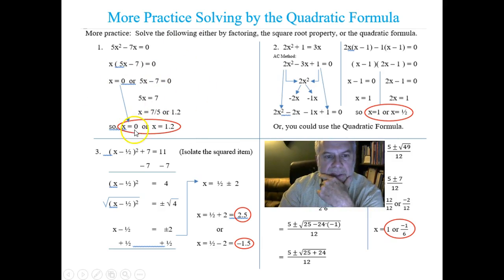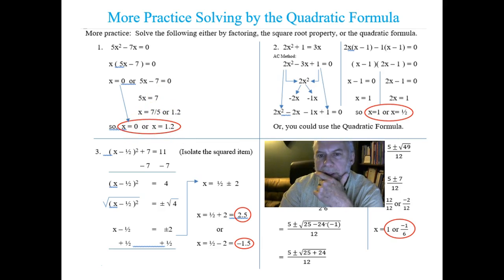And so you get x is 0 as one solution, and you move the 7 over, you divide by 5, you get 7 divided by 5, which is 1.2. Actually, it's 1.4. My mistake. That should be 1.4 there. Anyway, so your solutions are 0 and 1.4.